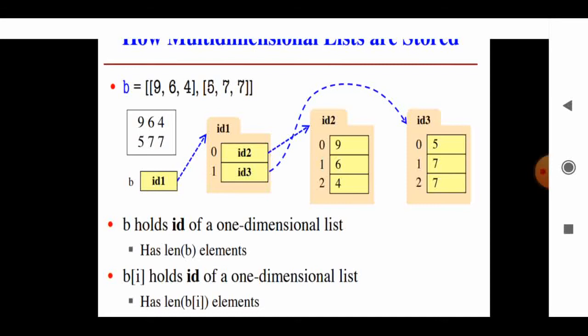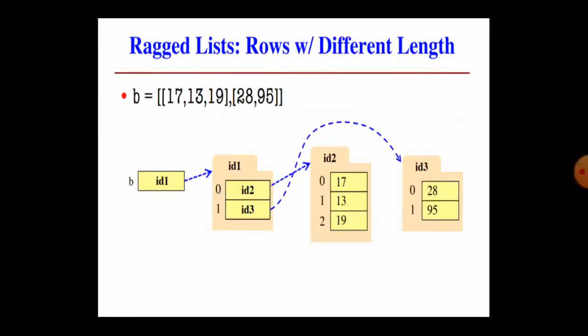We can find the length of the list using the len function. So this is the way elements are stored in the multidimensional list. The next one is ragged list. That means a list that has lists with different shapes as its elements is also a 2D list, but it is an irregular list.